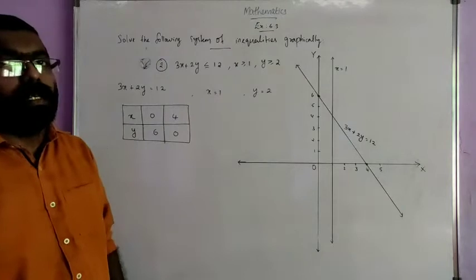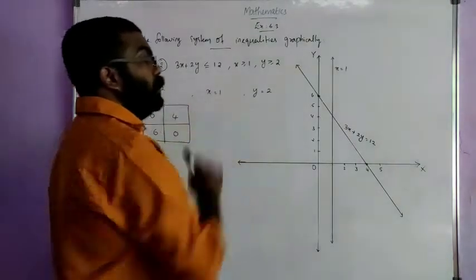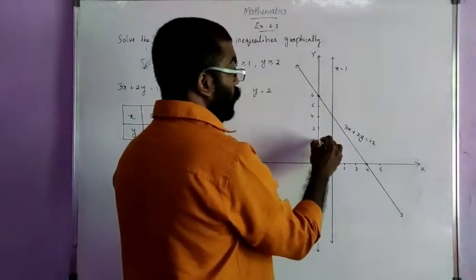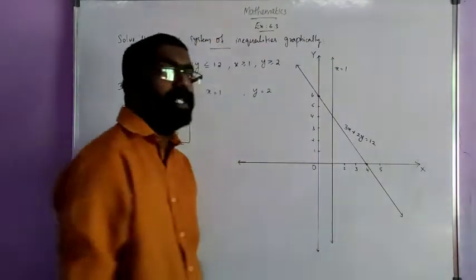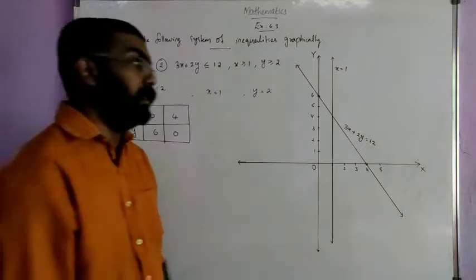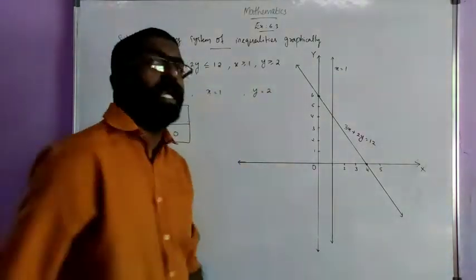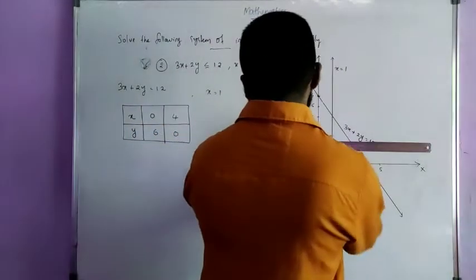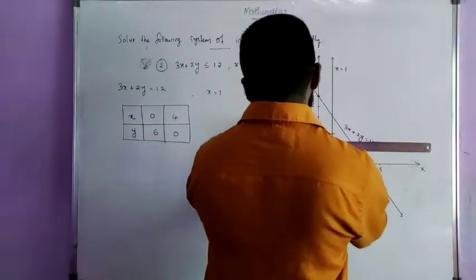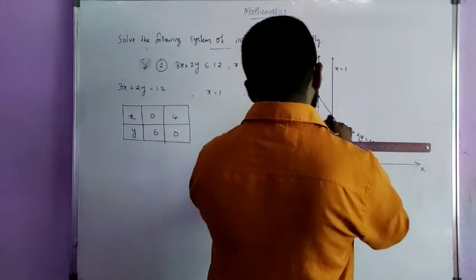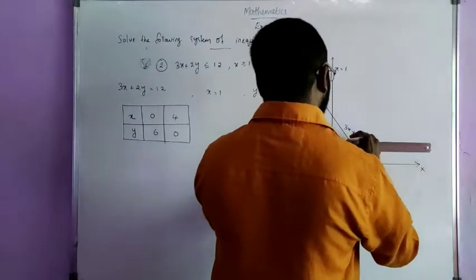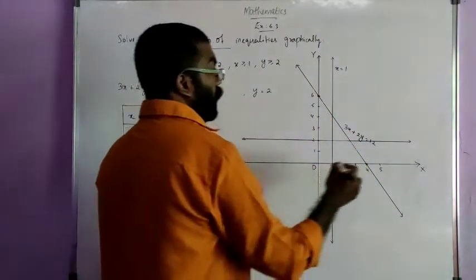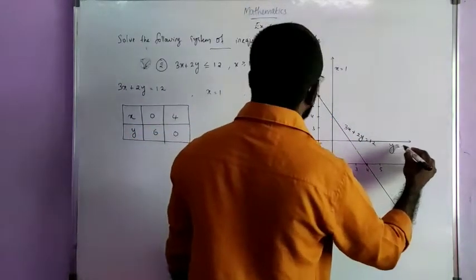Now the next line is y is equal to 2. So we can consider the y axis, and through this number 2 we have to draw a line which is parallel to x axis, because y equal to a is a line which is parallel to x axis. So here we can draw a line through 2 which is parallel to the x axis, and here we can write y is equal to 2.